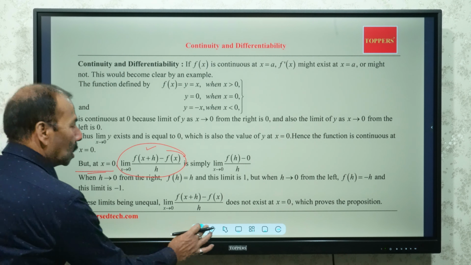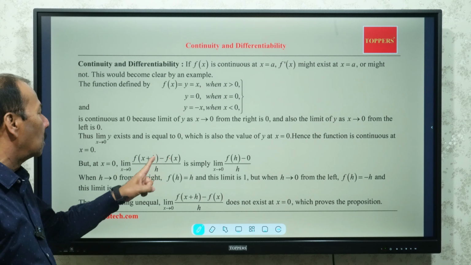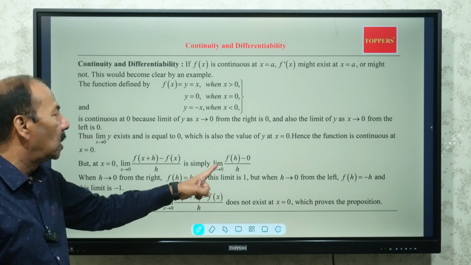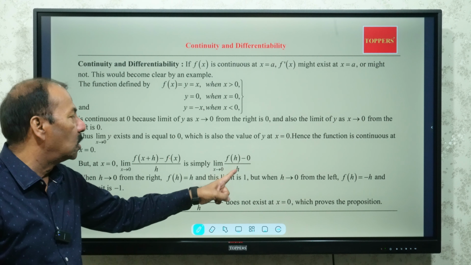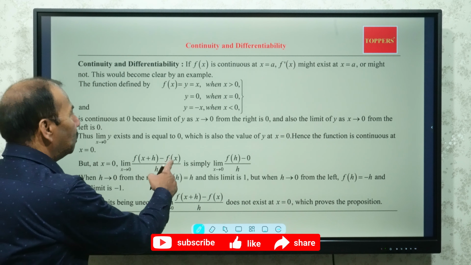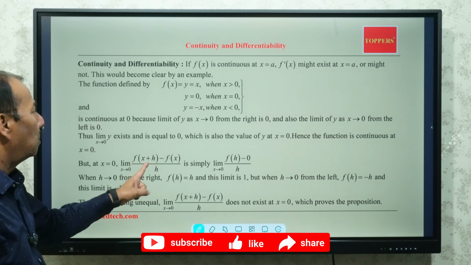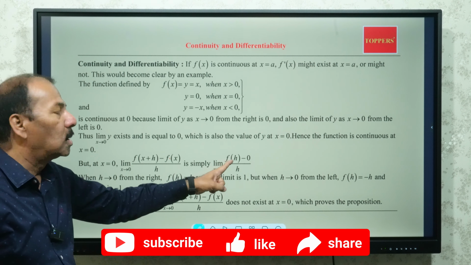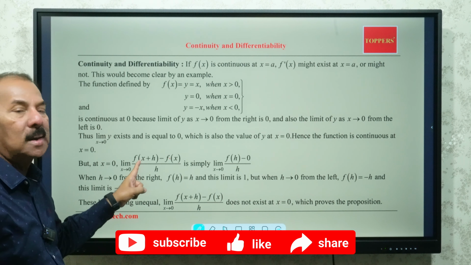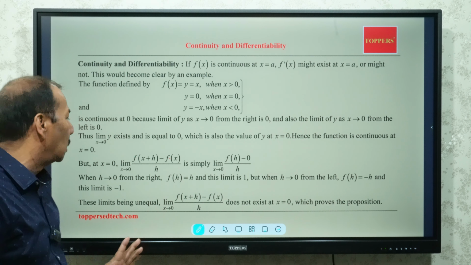So here, the limiting value of f of x plus h minus f of x upon h is simply the limiting value of f of h minus 0 upon h when h tends to 0, because f of 0 is given as 0. So f of 0 is 0. f of x plus h will be equal to f of h, because we are calculating at x equal to 0. So f of h minus 0 upon h.